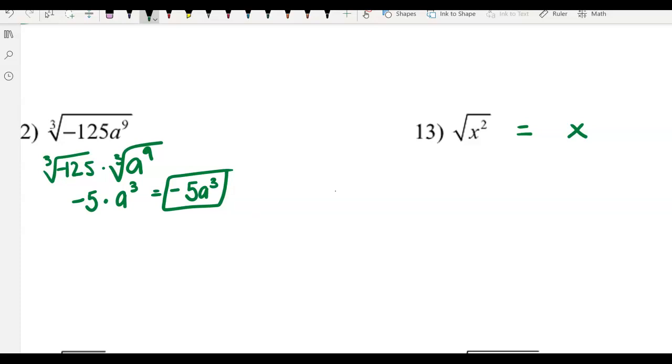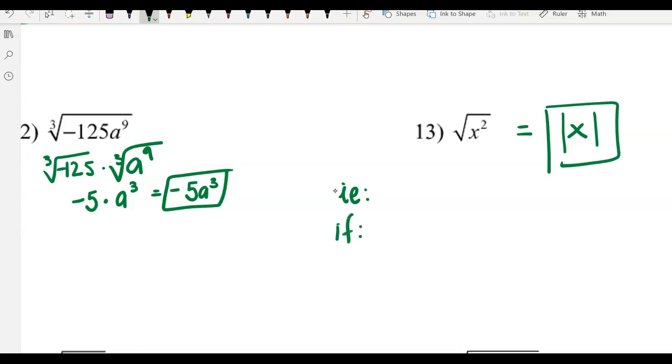But since it is a variable, we know whatever comes out of an even index must always be what? Positive. In math, what symbol do we use to ensure the answer will always be positive? You're right. We must use an absolute value to say, hey, this answer cannot ever be negative.